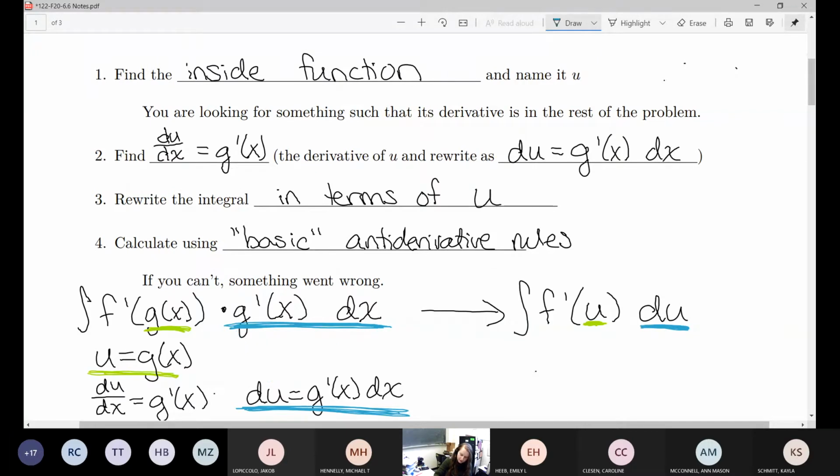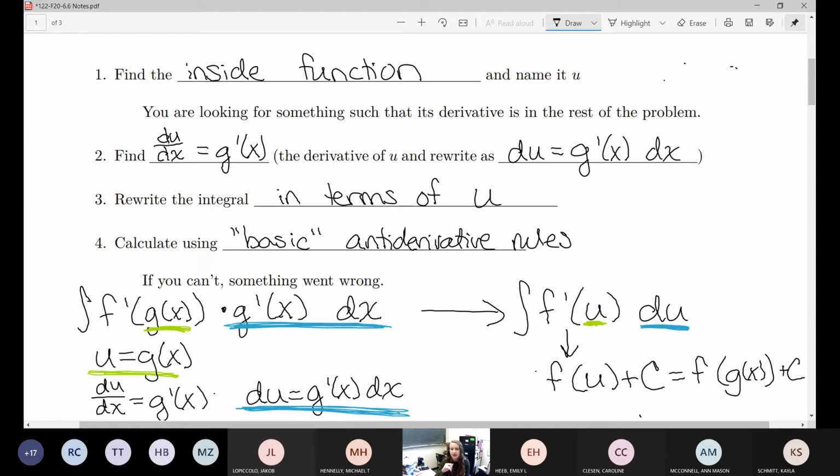And then the point is that you should be able to take this antiderivative very easily. Then you just change it back in terms of the original. Well, actually, if I'm being formal, the antiderivative of f prime is just f. So that's a very generic format. Let's get into some specific examples.